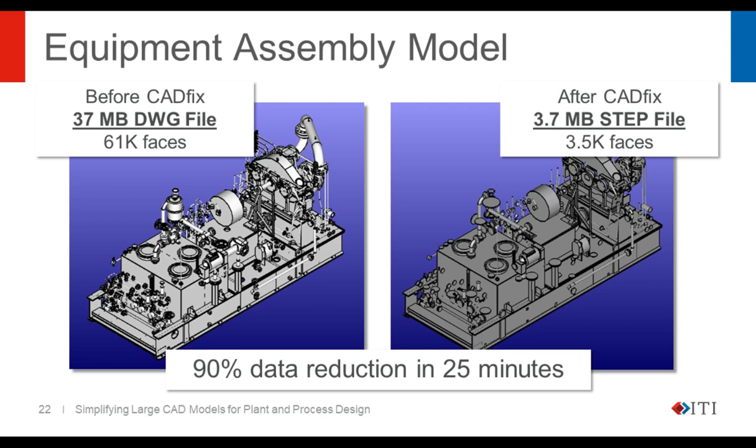Here's another example, which is another equipment assembly. These are real examples from customers that we were able to process and show. This one's slightly smaller. It was a 37 megabyte DWG file, something you might get out of AutoCAD or out of Inventor. A 37 megabyte DWG file with 61,000 faces. We processed that through. The result is a 3.7 megabyte file. Actually, it says step file, but it was a 3.7 megabyte DWG file with 3,500 faces. So here we were seeing a 90% data reduction in 25 minutes.